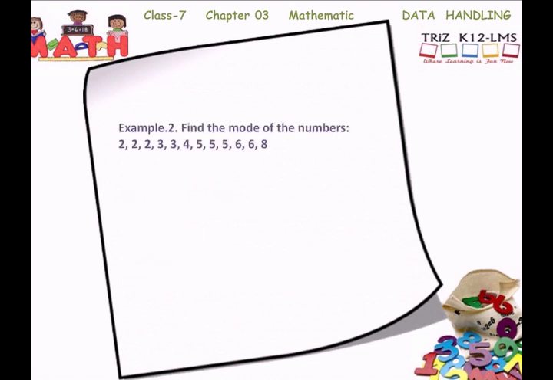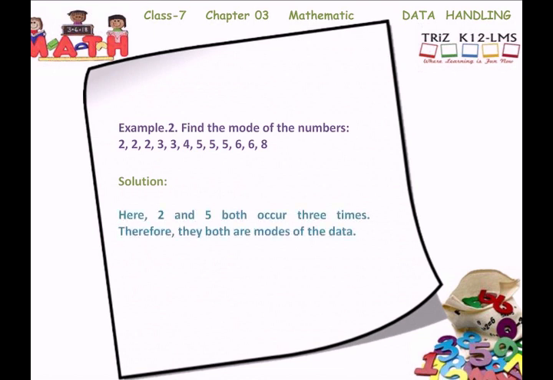Example 2. Find the mode of the numbers 2, 2, 2, 3, 3, 4, 5, 5, 5, 6, 6, and 8. Solution. Here, 2 and 5 both occur 3 times. Therefore, they both are modes of the data.